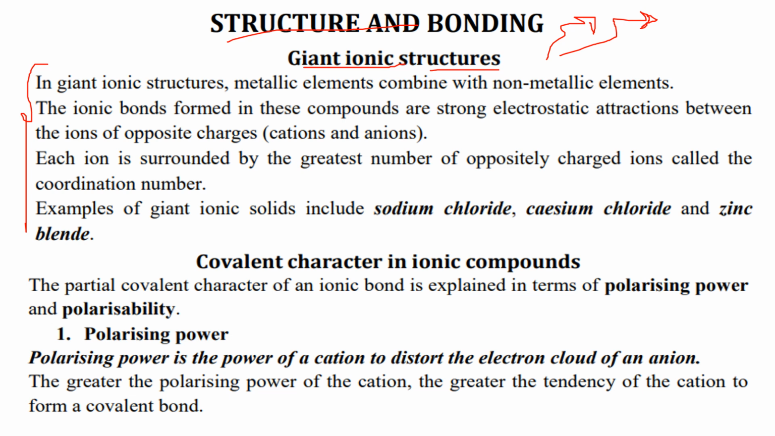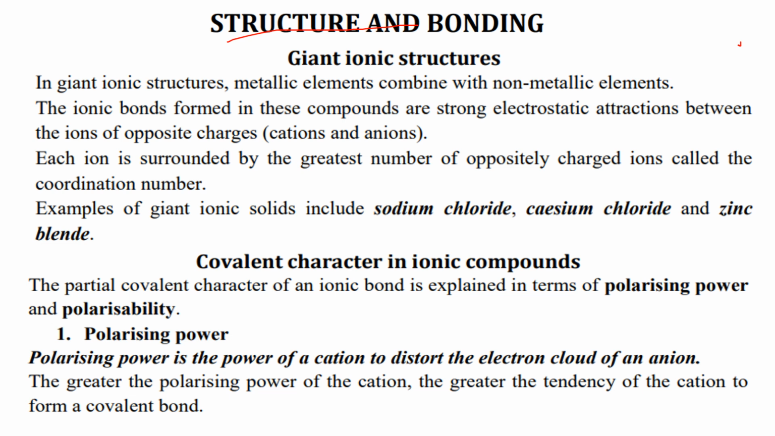So let's start with the giant ionic structures. In giant ionic structures, metallic elements combine with non-metallic elements. That means that for us to have an ionic compound, we must have a metal combining with a non-metal. The bonds formed between a metal and a non-metal are called ionic bonds, and such a compound is called an ionic compound. Therefore, the structures of ionic compounds are called giant ionic structures.